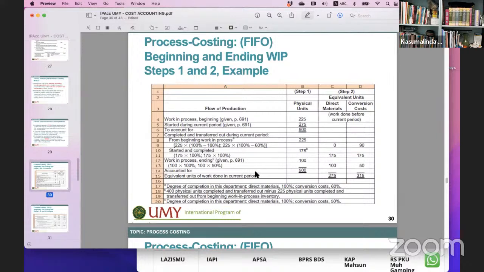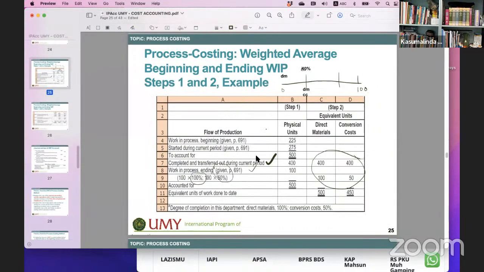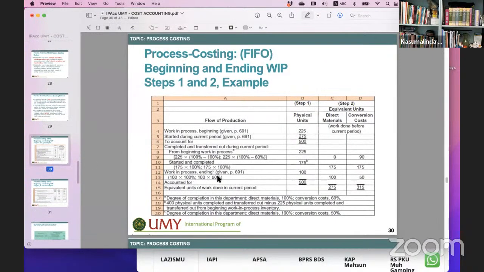Now, for the bottom part, we will work out the ending work in process first. Because ending work in process is 100, we just put 100 here. So 500 minus 100, we got 400, and we know that the 400 is completed and transferred out, as in the weighted average we did before. But when we use the FIFO method, we need to break it down.